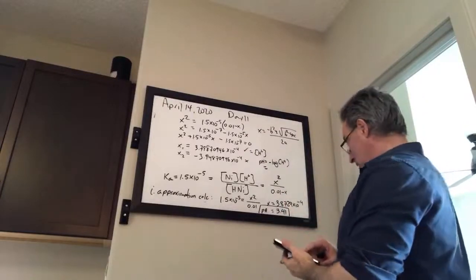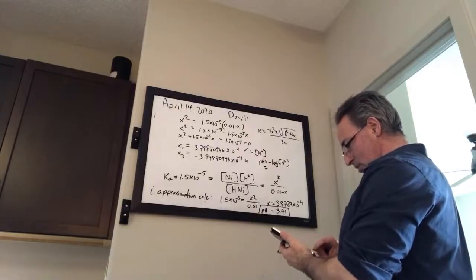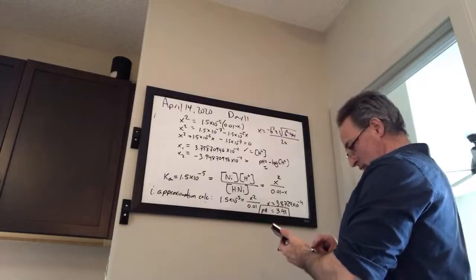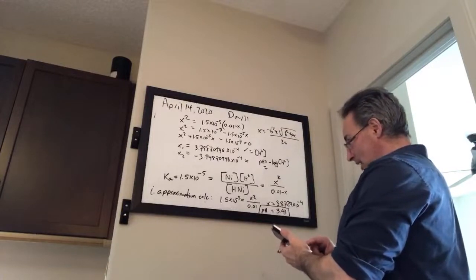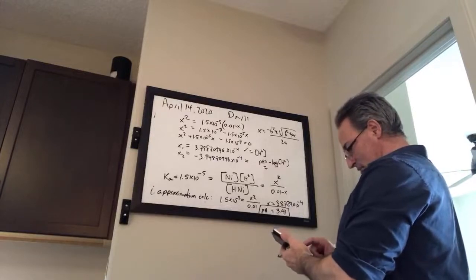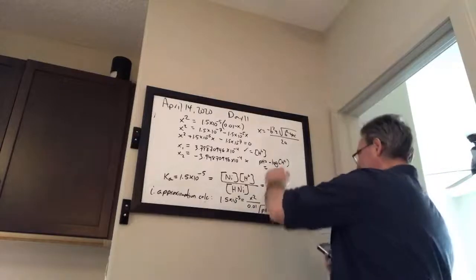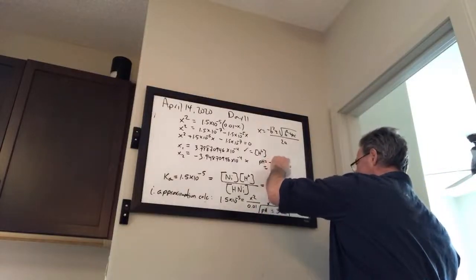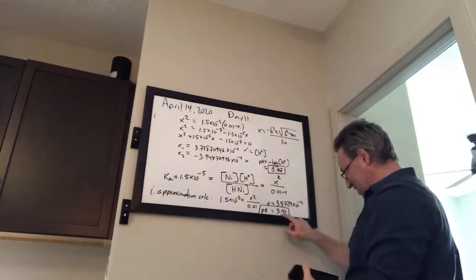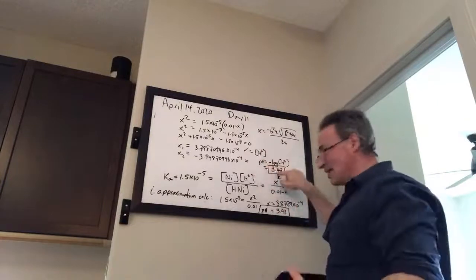So log of 3 point, no, I got to get back in normal mode. Okay, so log of 3.79870946 exponent negative 4 gives you a pH of 3.42. So it gives you a tiny difference from the approximation. You get 3.41 with the approximation, and 3.42 this way, which is more exact.